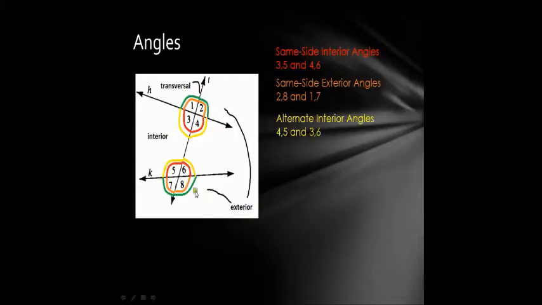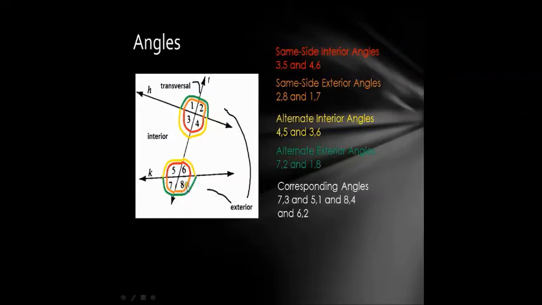Alternate interior angles, like 4 and 5. I didn't do a great job with color coding these, but just make sure you have the right angles here. Alternate interior angles are on different sides of the transversal. 4 is on the right and 5 is on the left, but still within the interior of the two lines. Same with the alternate exterior, like 2 and 7.